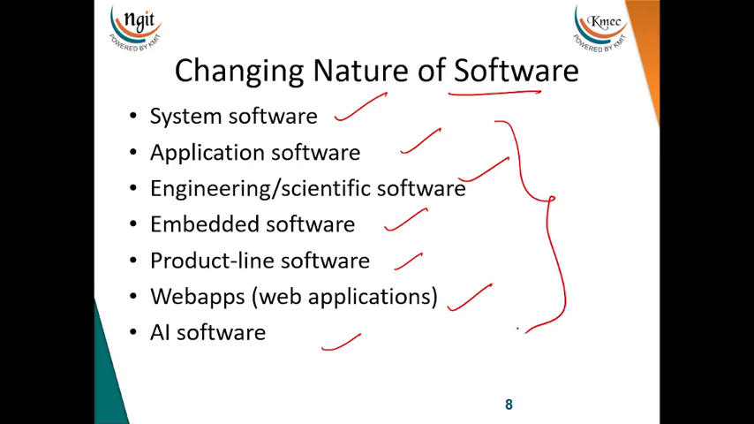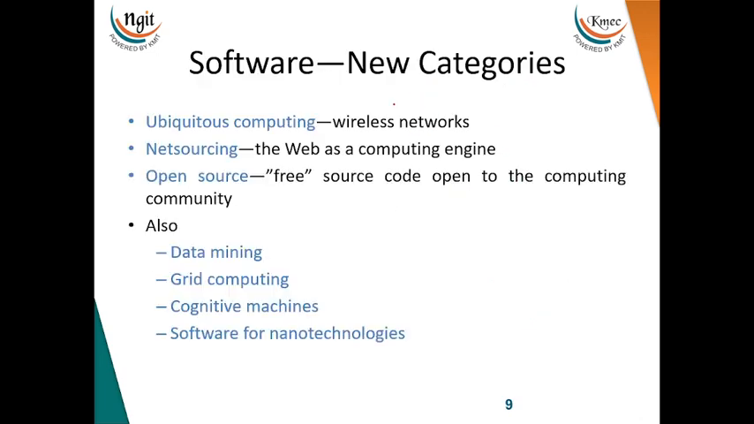So, yes, because the hardware is changing, based on that, software has to change. Application software, there are many application software available. There is engineering software and scientific software. Embedded systems, a small chip where everything is embedded as software. Product line software, for each product there is a different one. Web-based application and everything.